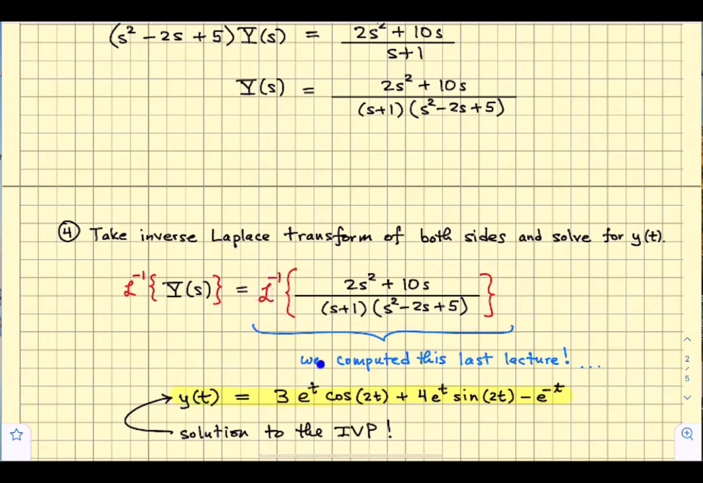Well, we actually computed this in the last section. If you go back and look, this is one of the examples that I used. And so we did a table-friendly partial fraction decomposition on this. I won't recycle all of that work here. You can go back and reference it. But we found this inverse Laplace transform. It came out to be 3e to the t cosine 2t plus 4e to the t sine 2t minus e to the minus t. And we're done. This is the solution to our initial value problem.